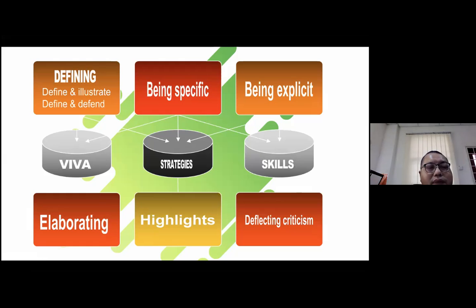So you need to define, illustrate, defend. In the Viva, you need to defend whatever the question. Normally, very seldom in the Viva do we give compliments to the student, except at the beginning and at the verdict. In between we always ask why, and so on. So you need to have this elaborating skill.